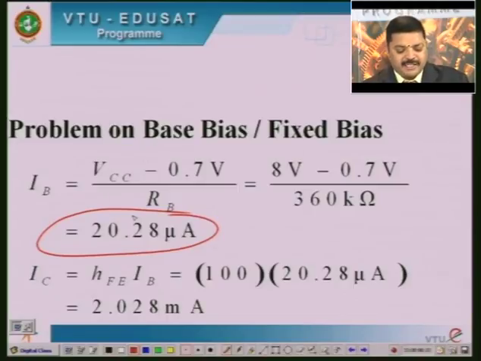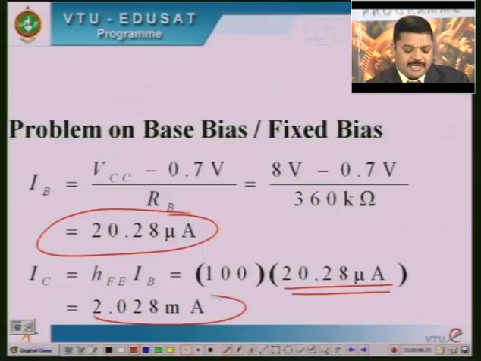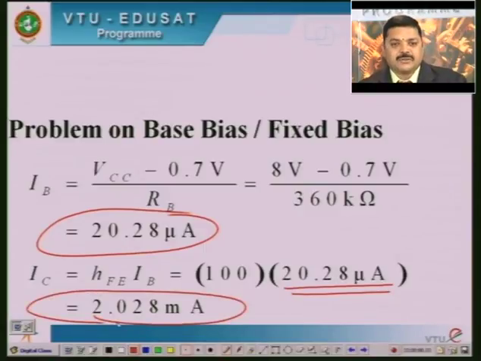microamps. Let us find out IC. IC is given by HFE into IB. As I told you, HFE and beta are the same, with different notations, that is all. It is the DC current gain in the CE configuration, which is given by IC by IB. Therefore, IC is equal to beta or HFE into IB. Here in this problem, HFE is given to be 100 and IB we have calculated as 20.28 microamps. Therefore, IC comes out to be 2.028 milliamps.